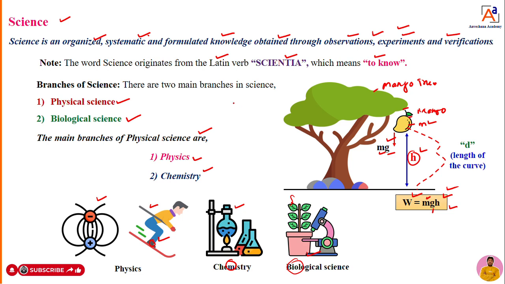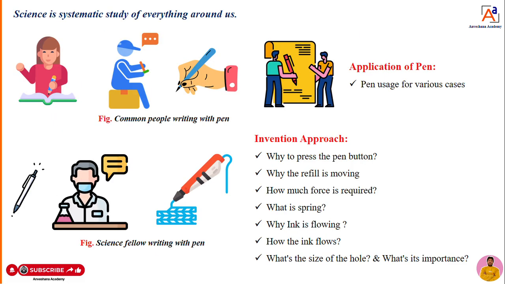So science is a systematic or organized way to understand the happenings in our day-to-day activities. Now I will take one more day-to-day example to show why science plays a very important role in our day-to-day life. Take an example here, the application of a pen. I will consider two cases. Case one, I will give that pen to common people, and case two, I will give that pen to a science fellow.